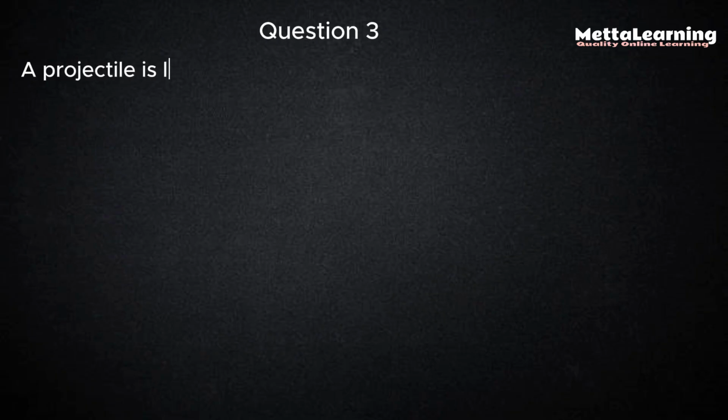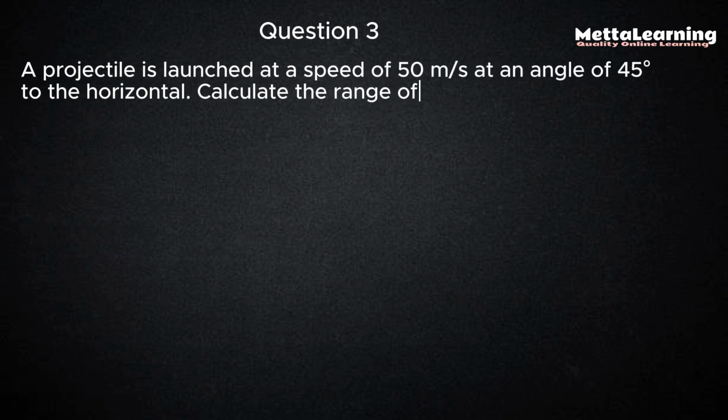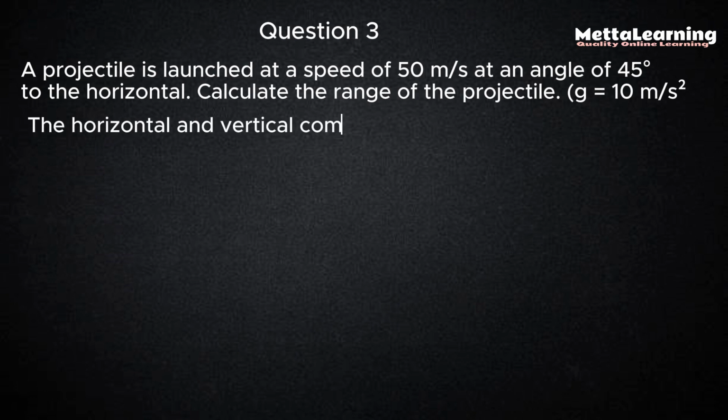The next question says: a projectile is launched at a speed of 50 meters per second at an angle of 45 degrees to the horizontal. Calculate the range of the projectile, given acceleration due to gravity to be 10 meters per second squared. To calculate the range, you must understand that the horizontal and vertical components of the initial velocity should be solved first. So let's solve the horizontal component of the initial velocity.